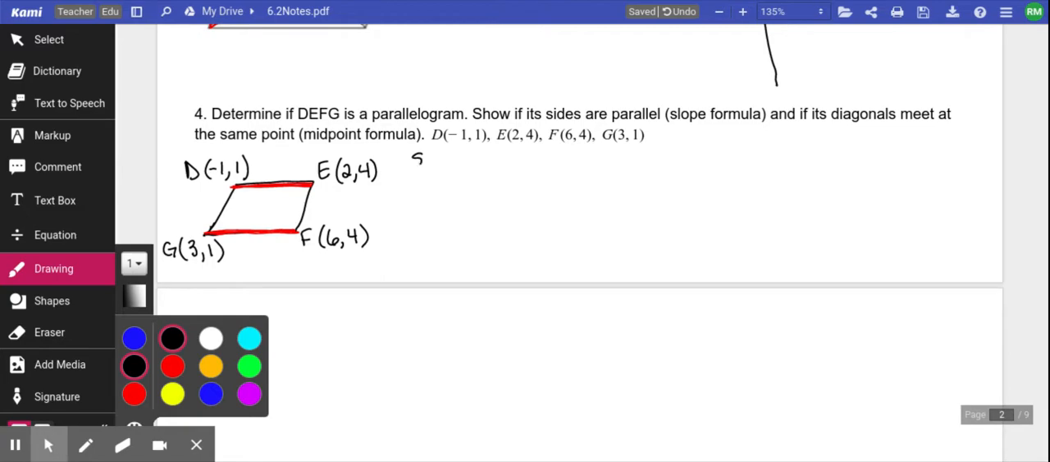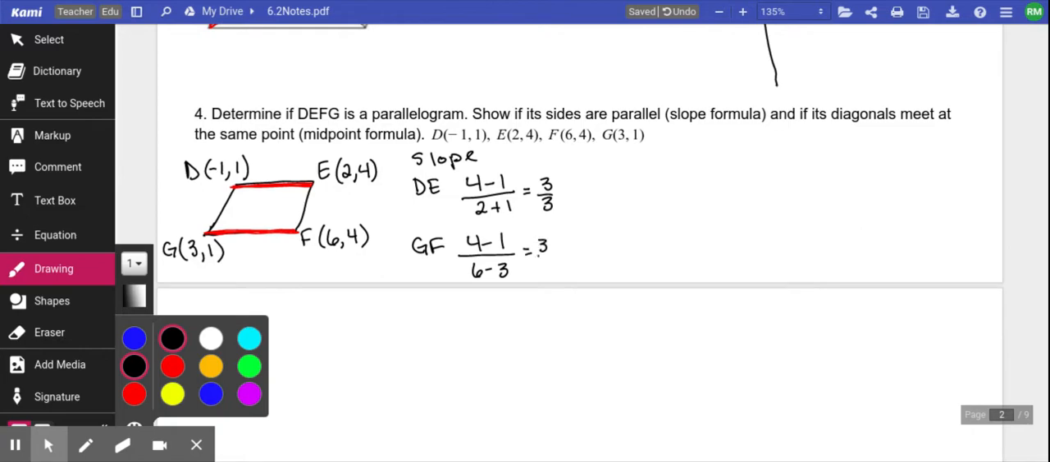So this is all going to be on slope. First thing I would do is plug the points into the slope formula. So for DE, it's going to be 4 minus 1 over 2 plus 1. And for GF, it's going to be 4 minus 1 over 6 minus 3. We're going to get 3 over 3.